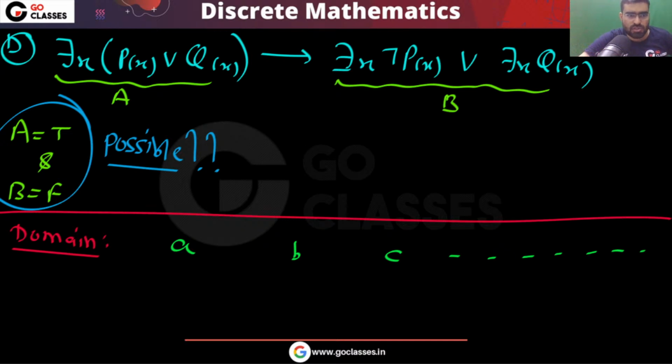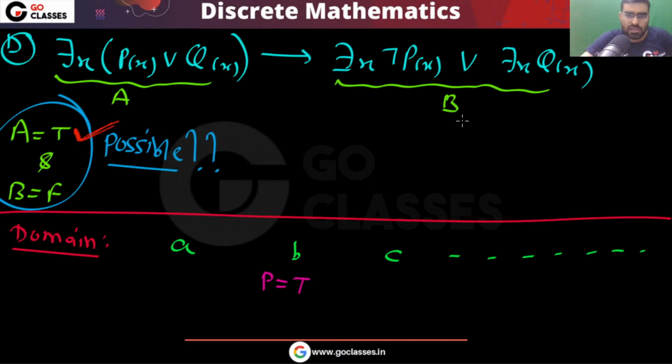A true, B false. So first of all, to make A true, what can I do? If you want to make A true, then for some element, this P or Q must be true. For some element, either P or Q. Like for this element, let's assume P must be true. So now you can notice A is true. This is done.